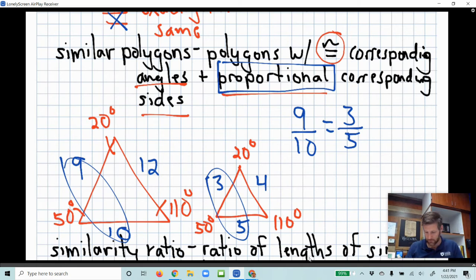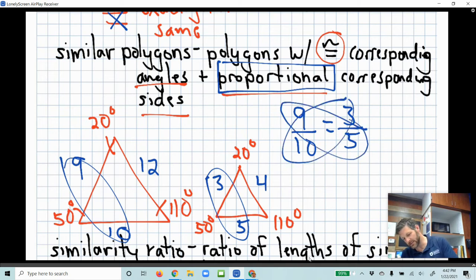wait, actually, we'd have to, yeah. Well, actually, you would look at that and say, no, these aren't proportional, because if I checked my cross products as we learned in the last lesson, I'd get 9 times 5 is 45, and 3 times 10 is 30. So if you were answering this question, you would say no, these in fact would not be similar polygons because their sides are not proportional.